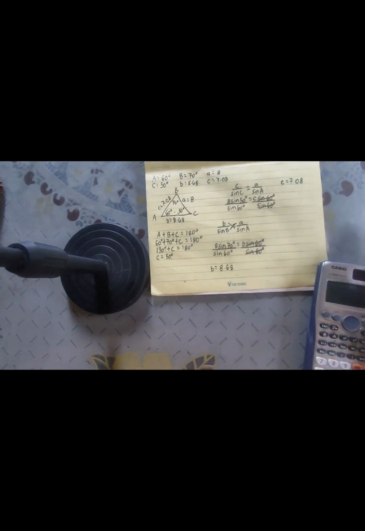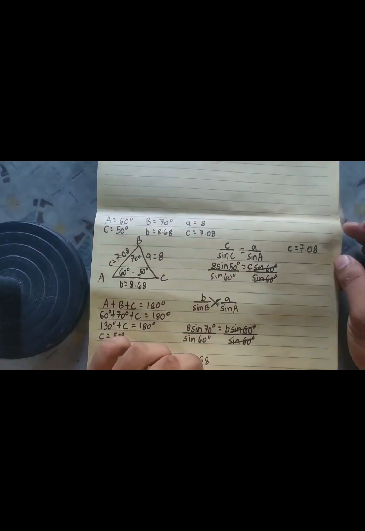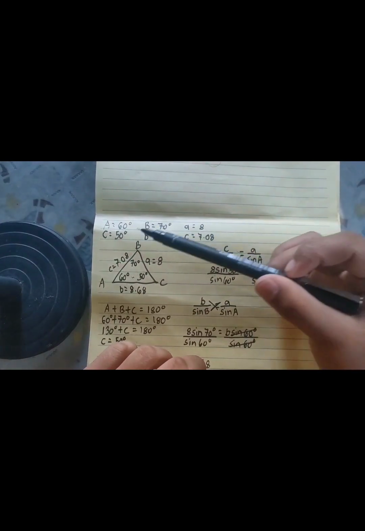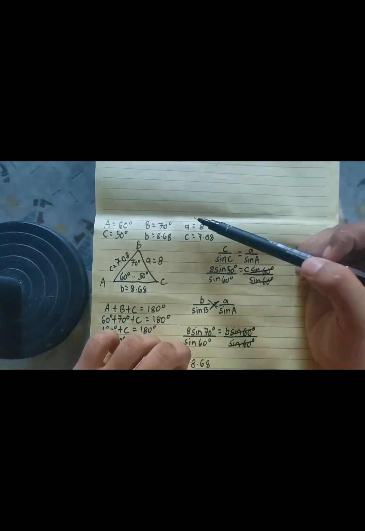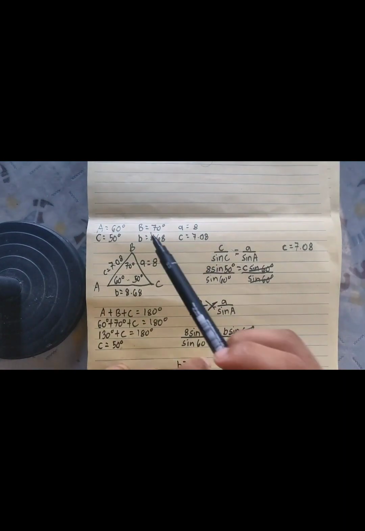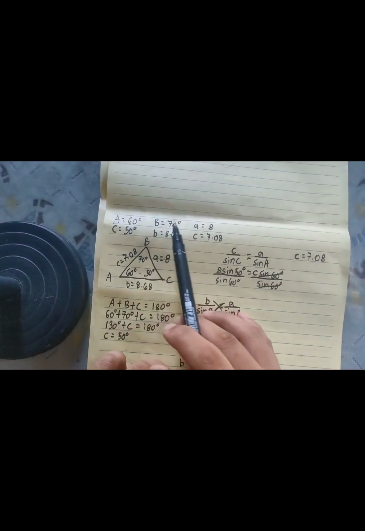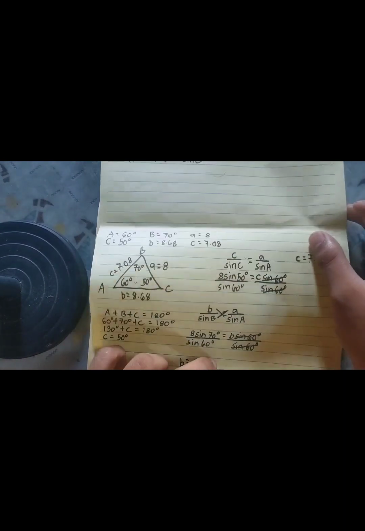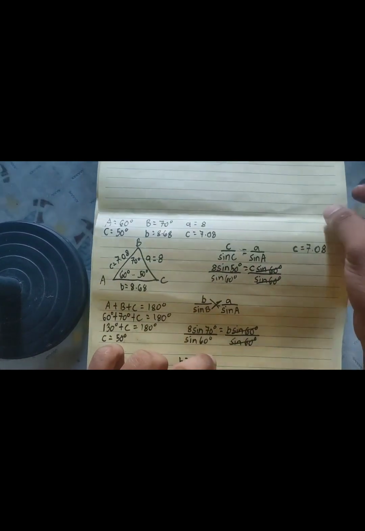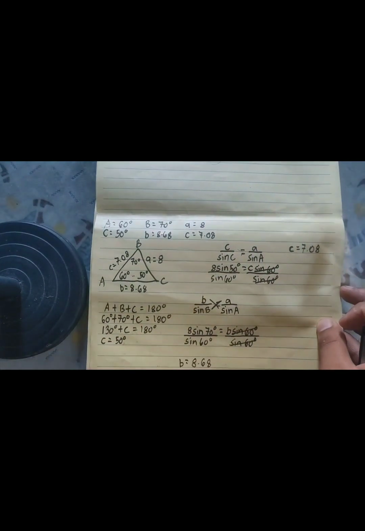Let's move on to the next example. And if you ask, what if we are given only one angle and 2 sides? Because in this problem, the given is 2 angles and 1 side. So what if we have 1 angle and 2 sides? So this is going to be the problem. I'm going to give it.